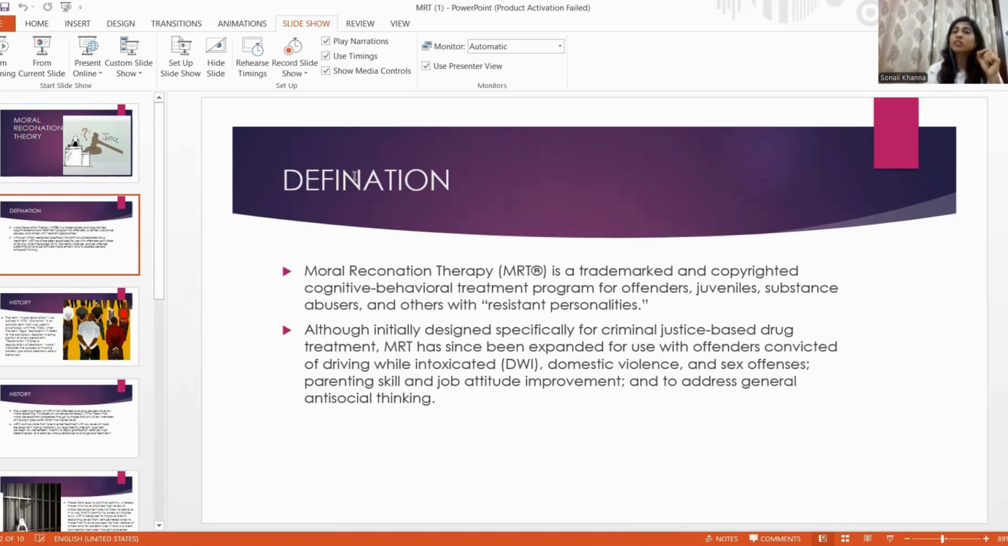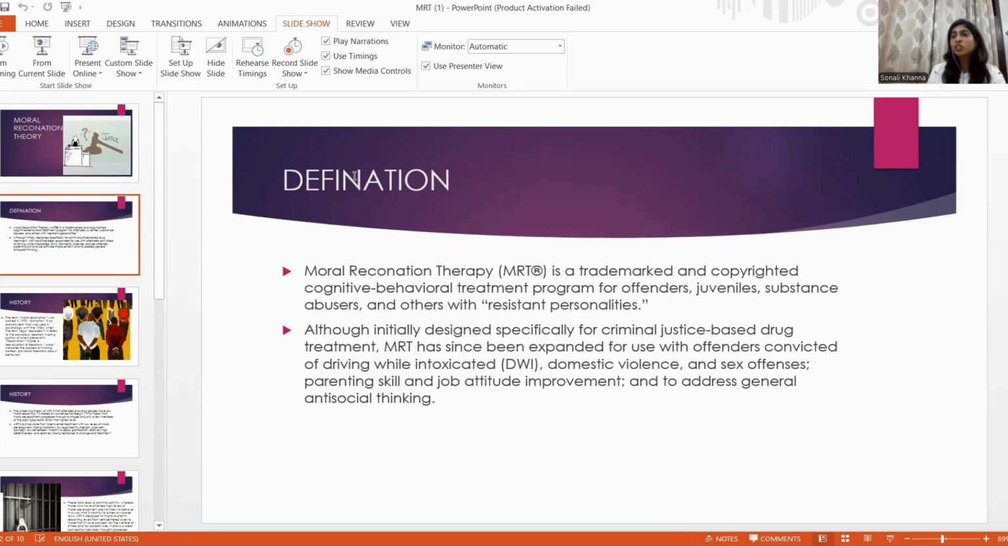So here, moral recognition theory is a cognitive behavior technique. When we say cognitive behavior technique, we understand that we are dealing with how our thought pattern works and how we are applying that thought pattern into our behavior. And because the term moral is coming, it's definitely related to your moral decision making, which is based on the Lawrence Kohlberg theory.